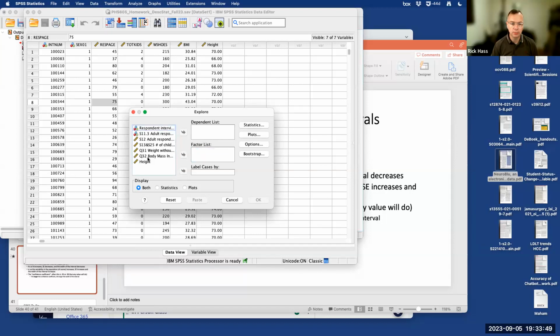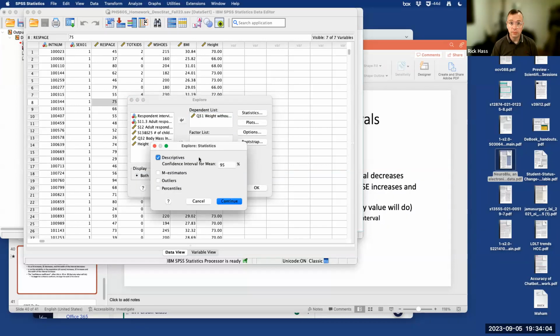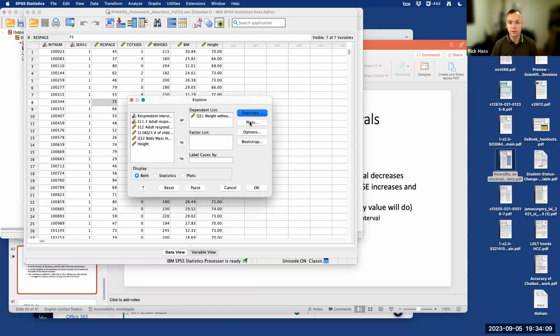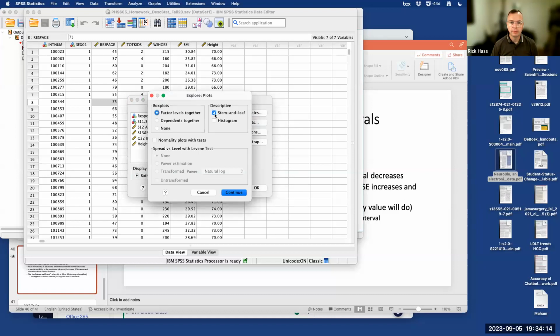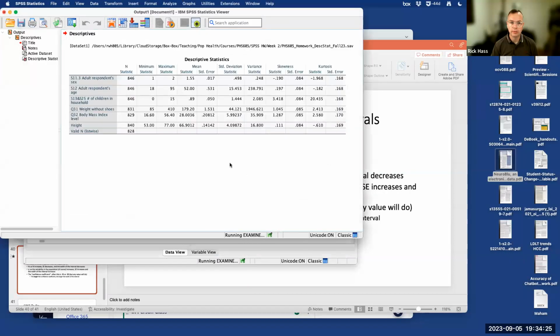I'm not going to show you that. I'm just going to put one variable in there, weight without shoes, in the dependent list. So when we want to get descriptive statistics from a variable using explore, we use the dependent list. Now note, if I click statistics, I don't have any options other than to adjust the confidence interval because it's going to give me a lot by default. So you don't even have to do that. In plots, you don't want the stem and leaf, it's old and annoying, but you can get a histogram this way. Continue and press OK.